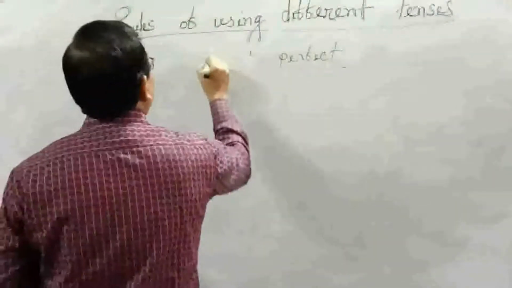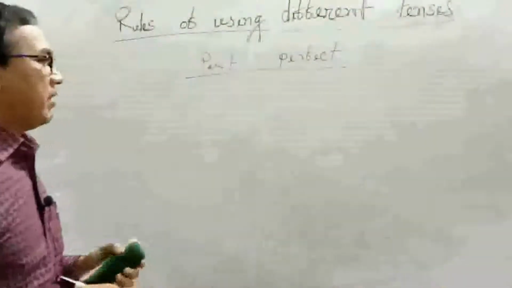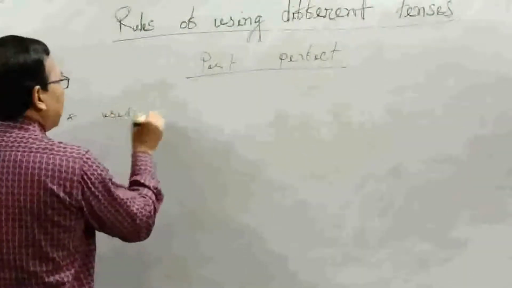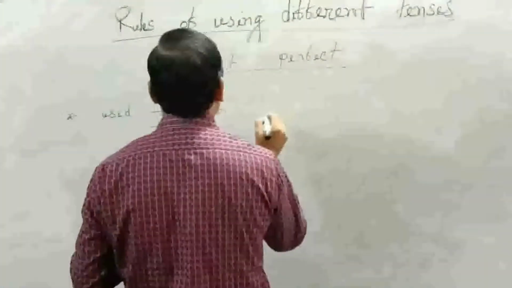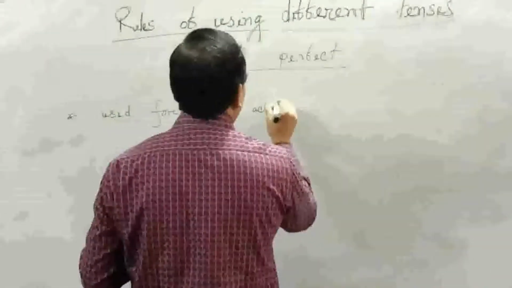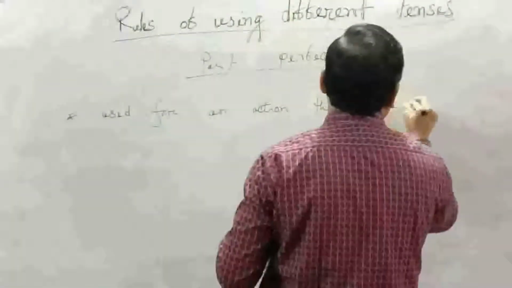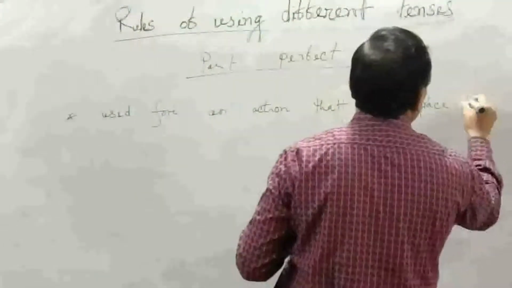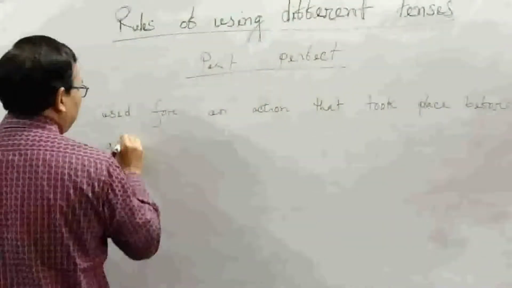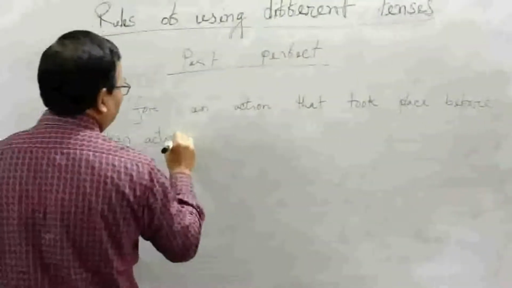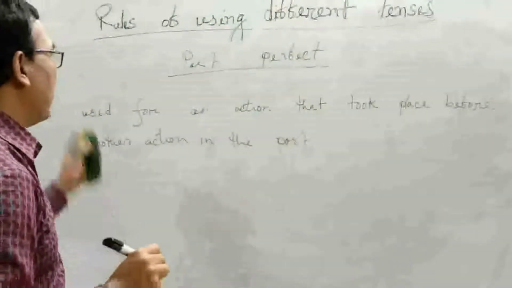Then past perfect. Past perfect tense is used for an action that took place before another action in the past. Both the actions took place in the past.